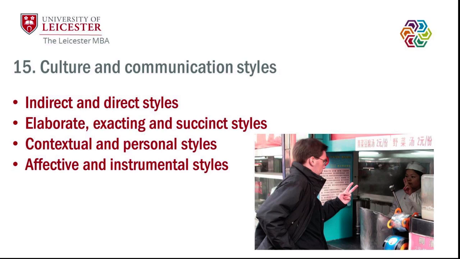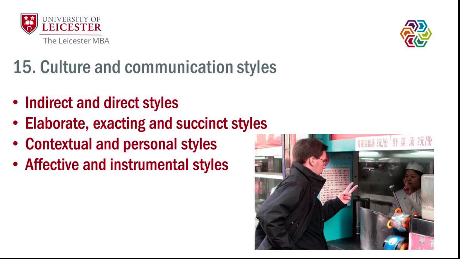In other words, in the high context society, the person focuses on the environment in which the meeting will take place. In the low context society, the individual is most interested in the objectives that are to be accomplished at the meeting. Next, elaborate versus succinct styles. And this indicates the quantity of communication. And we can identify three levels: elaborate, exacting, and succinct.